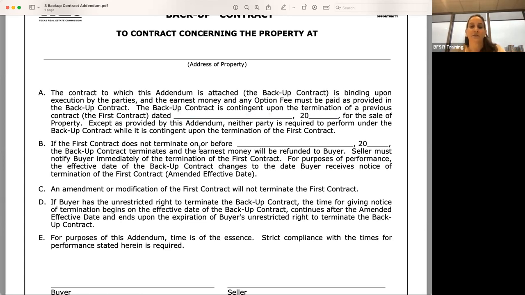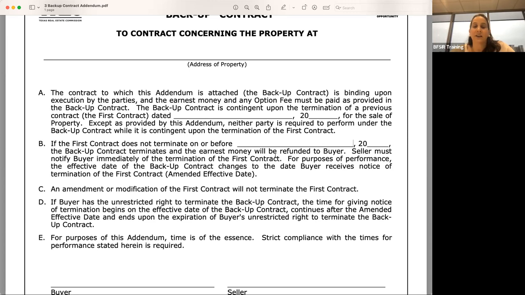And then it says, if the first contract does not terminate on or before this date, and there's different choices of what you can put in this blank. You can put the option, you can put the closing date of the first contract. And then you're just sitting there in backup position until that contract either terminates during option or closes. I would put the closing date, because if you're going to tie it up, you might as well keep it tied up for as long as you can, right? So on or before, I would put the closing date.